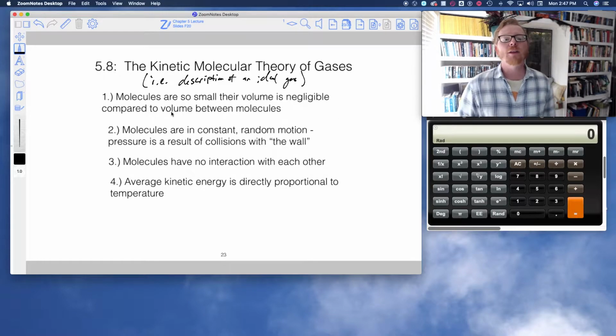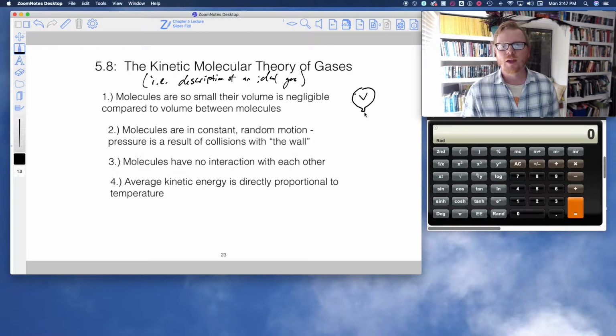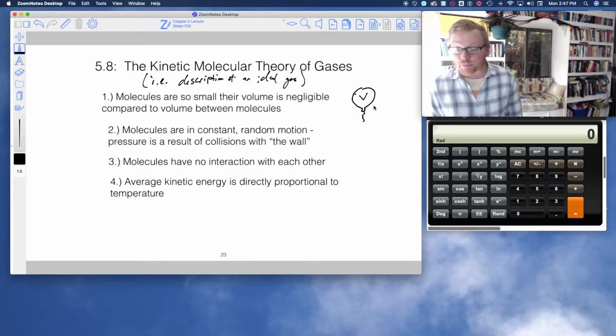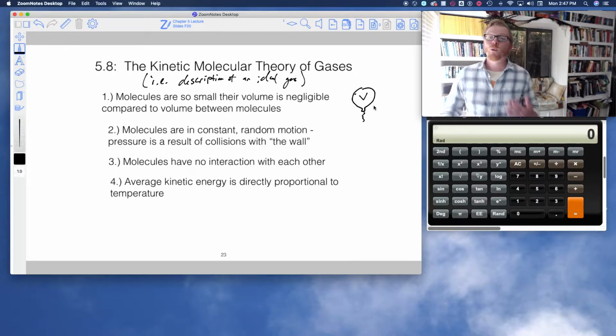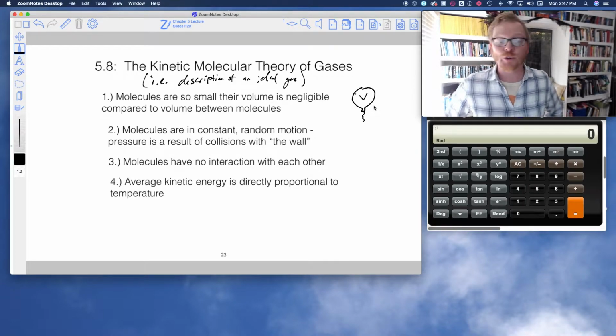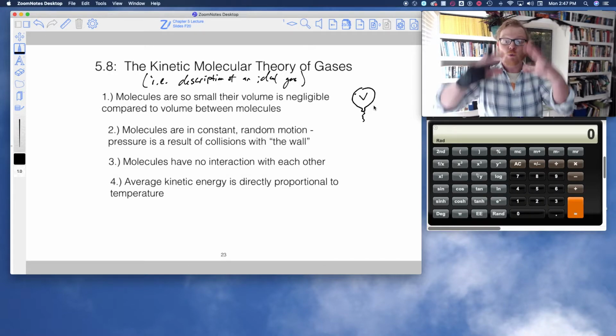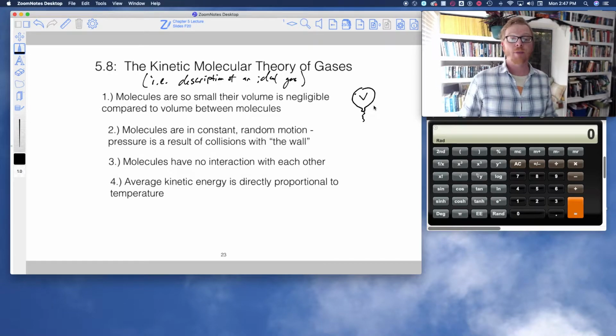Number one, molecules are so small, their volume is negligible compared to the volume between molecules. So what does all of that mean? I'm going to draw once again another balloon here, okay? And when I talk about the volume inside this balloon, we actually didn't consider the volume of the molecules themselves. We only talked about the volume of that balloon.